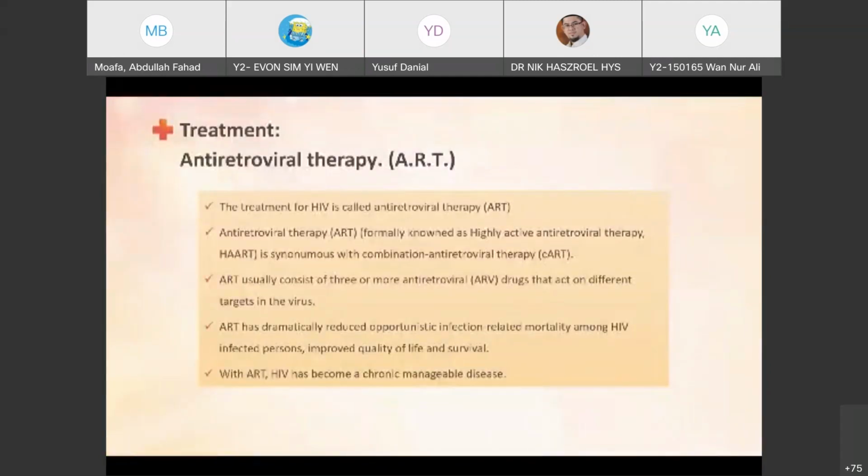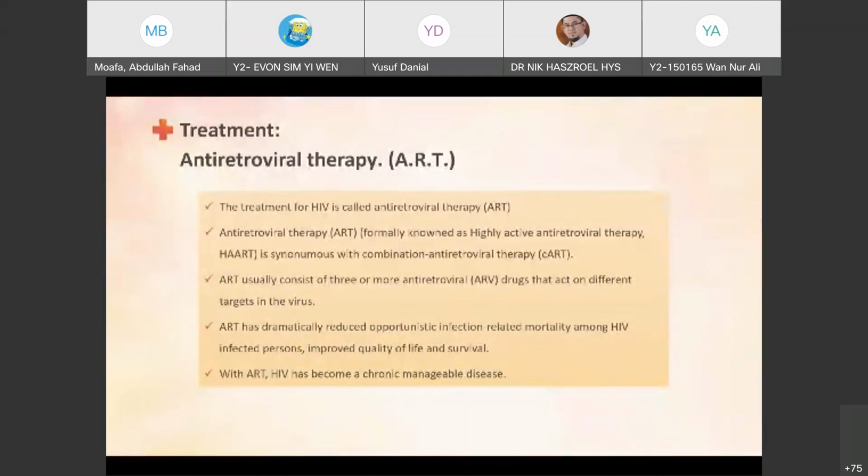Since 1996, the management of human immunodeficiency virus (HIV) infection has been revolutionized by highly active antiretroviral therapy (HAART), and it usually consists of 3 or more antiretroviral drugs that act on different targets in the virus. HAART is synonymous with antiretroviral therapy and combination antiretroviral therapy, and ART has dramatically reduced opportunistic infection-related mortality among HIV-infected persons, improved quality of life and survival, and with ART, HIV has become a chronic manageable disease.